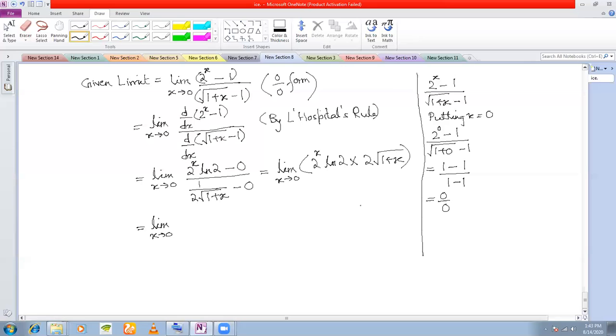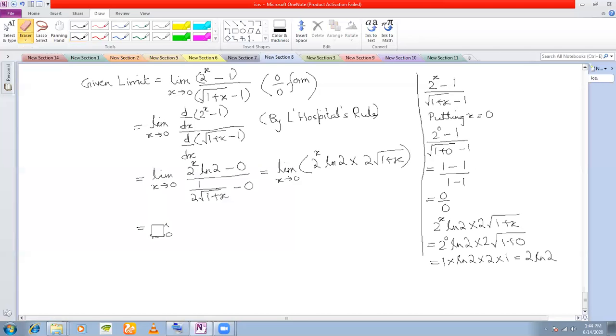Okay, so now we check again. You have 2 to the power of x ln 2 into 2 root 1 plus x. That's right. Let's put x is equal to 0. 2 to the power of 0 ln 2 into 2 root 1 plus 0, which is 1 into ln 2 into 2 into 1, which is simply 2 ln 2. So which is determinate form. So we put it here.